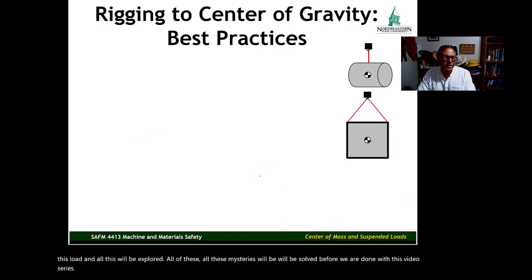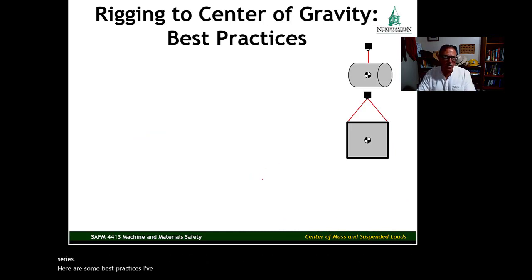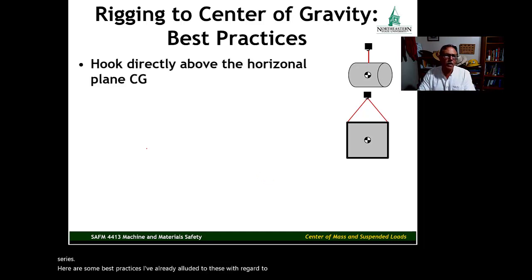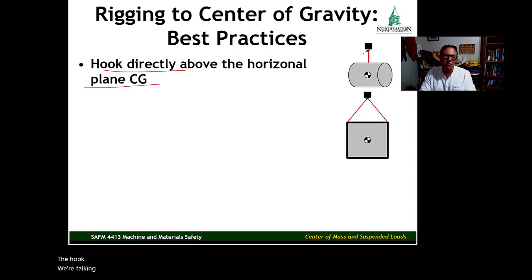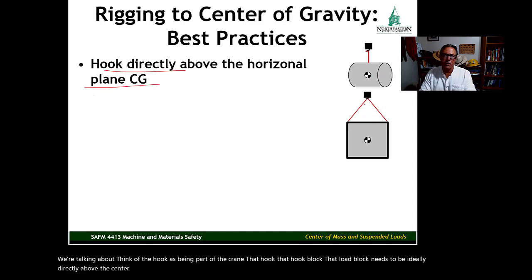Now here are some best practices. I've already alluded to these with regard to rigging to the center of gravity. Your hook should be directly above the horizontal plane center of gravity. Think of the hook as being part of the crane. That hook block, that load block needs to be ideally directly above the center of gravity. And here are two examples where that was achieved. We have our center of gravity, hook directly above. Center of gravity, hook directly above.